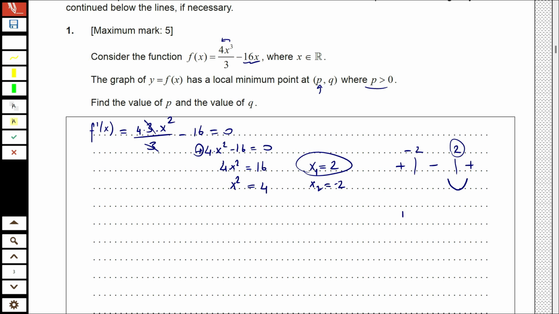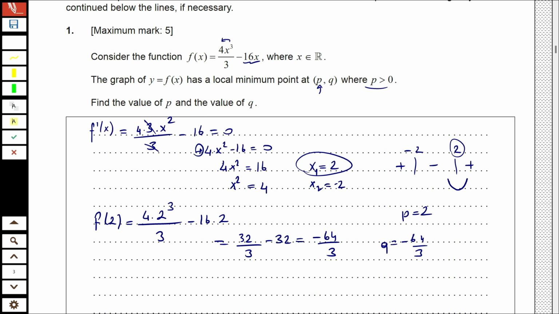We found p, which is 2, and to find the value of q, we're going to substitute 2 into the function f. Let's find that. 4 times 2 to the power of 3 divided by 3 minus 16 times 2. And from here, we can say that 32 over 3 minus 32, which is minus 64 over 3, right? This is the value of q.